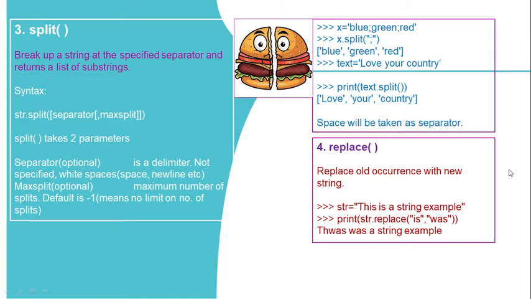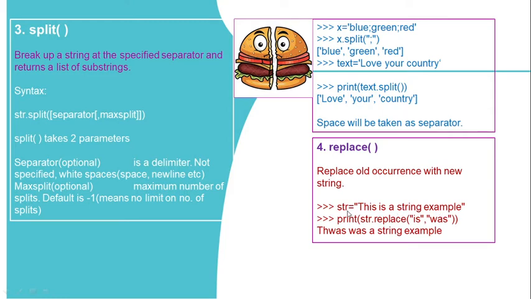Then we have the fourth function, replace. Replace all occurrences with a new string. For example, find and replace. We have the find and replace option in most word editing software, or we can say text editing software like Word, OpenOffice Writer, Excel, wherever it is. Then replace all occurrences with a new string, and we have an example, str equal to this is a string example.